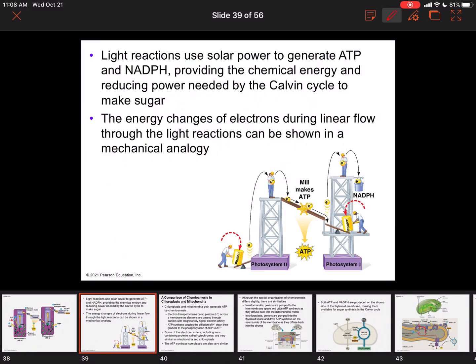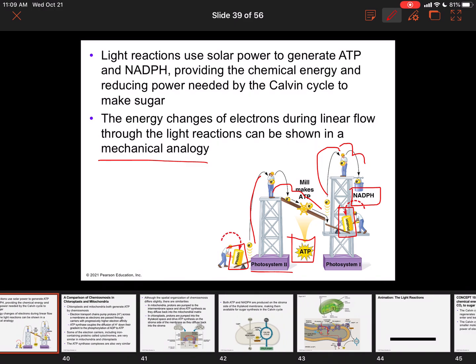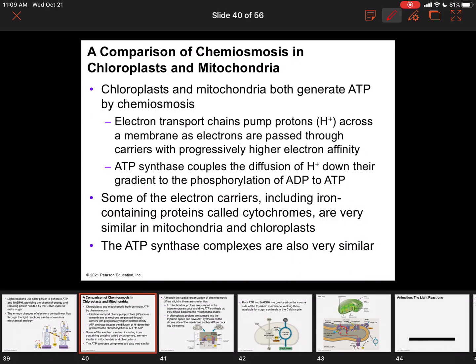We can also refer to these light reactions with a little mechanical analogy going on there, where the photons get added to the photosystem. It excites the electron. Those electrons move down, creating ATP. Photosystem 1 gets some more light energy added, electrons get excited, move down another electron transport chain to make that NADPH, okay? And so that's just a little picture you might see sometimes showing what's going on inside of photosystem 2 and photosystem 1. It says the chloroplast and the mitochondria both generate ATP, so just remember that we are making ATP in both of those so that these processes can be fueled that take place there.